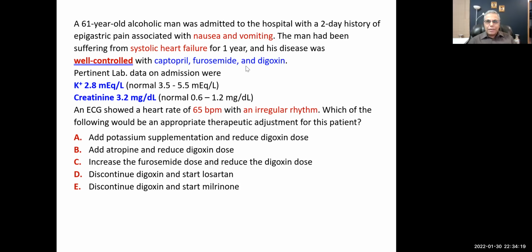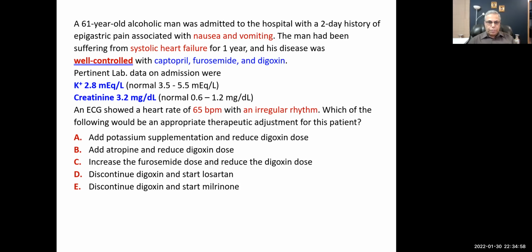And we see that it is written the disease was well controlled with captopril, furosemide, and digoxin, which means that the digoxin was working well with this patient. So I would say that adding potassium supplementation is a must, right? You must correct the potassium levels. After that, if you want to discontinue, you discontinue, or if you want to reduce the dose, you reduce the dose and monitor the patient. The patient must be in the cardiac care unit, and he has all those monitors attached to him.